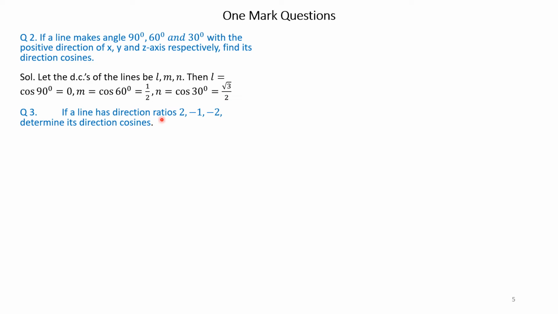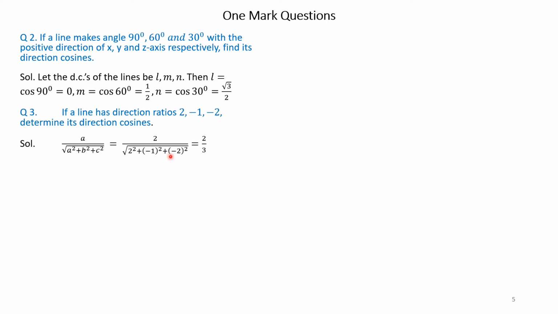Question number 2. If a line has direction ratios 2, minus 1, minus 2, determine its direction cosines. We know the direction cosines are given by a divided by square root of a square plus b square plus c square, the formula which we derived in the previous slide. Here a is 2, b is minus 1 and c is minus 2.